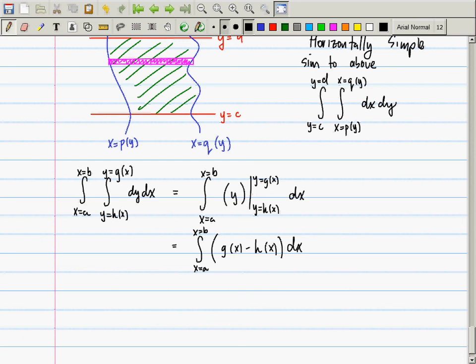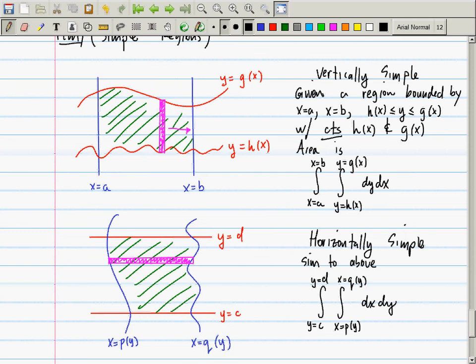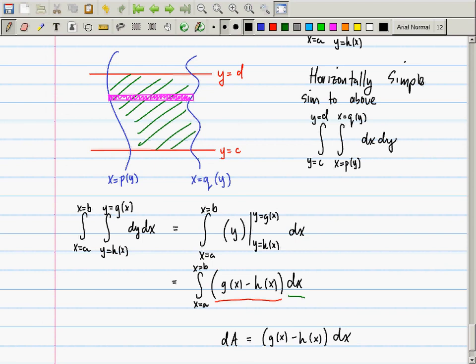So have a look. Do you remember that in calculus one what we did is we said that this is the height of a rectangle and this is the width of a rectangle. So the differential area, the infinitesimal area, is dA is equal to g of x minus h of x dx. So that's the area of this vertical rectangle, right? The area of this thing is dA. So do you remember that from calculus one? So then a similar procedure to this shows you why this formula is also correct.